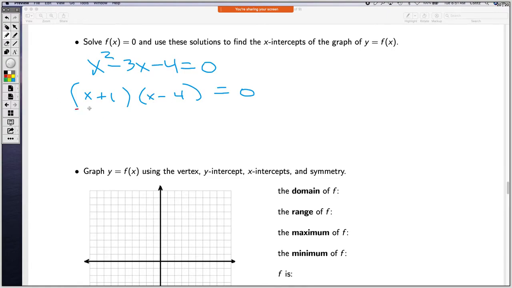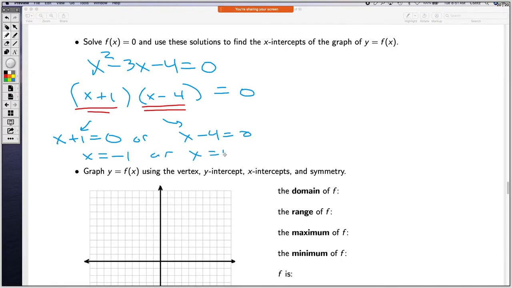And now we've got two things multiplied together that give me 0. So I can split this. Either the x plus 1 is 0, or the x minus 4 has to be 0. So x is either -1 or x is equal to 4. And that gives us our two x-intercepts, (-1, 0) and (4, 0).